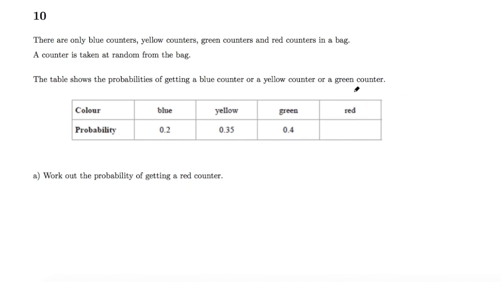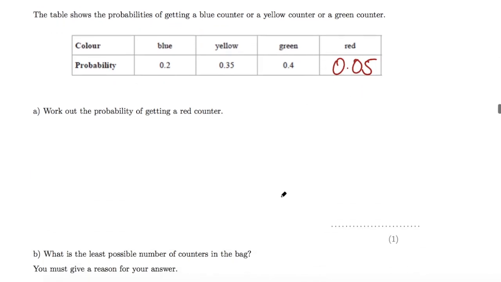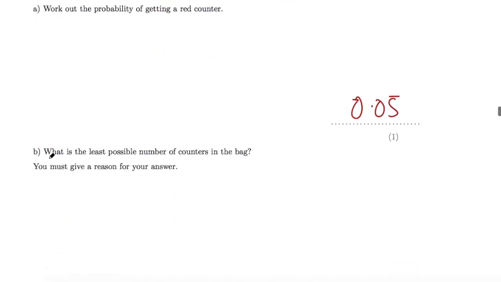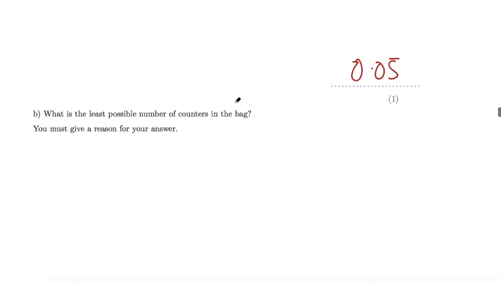So one thing you should know about probabilities is they always need to add up to 1. So the probability of all of them happening should add up to 1. So therefore we can work out the probability of red by adding these up and taking them away from 1. And if you do that, they all add up to 0.95. So the probability of picking red is 0.05 for 1 mark.